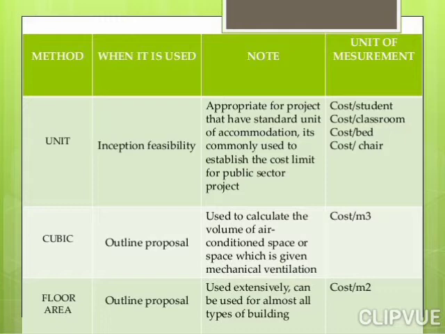In the cubic method, the outline is proposed. It is used to calculate the volume of air-conditioned space or space which is given mechanical ventilation. It is measured by cost per unit meter cube.